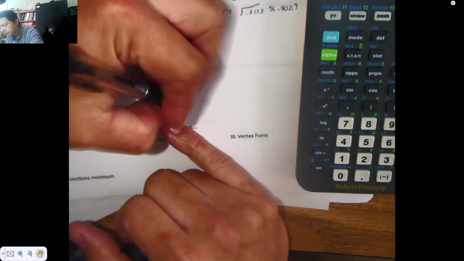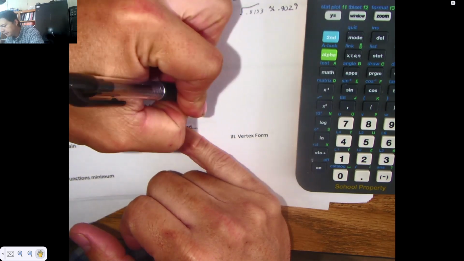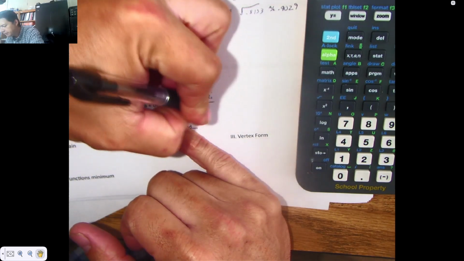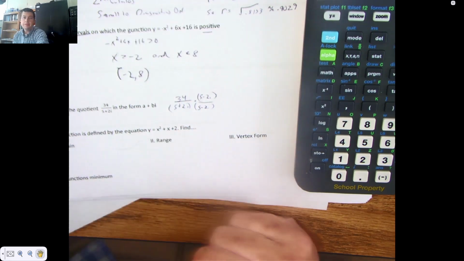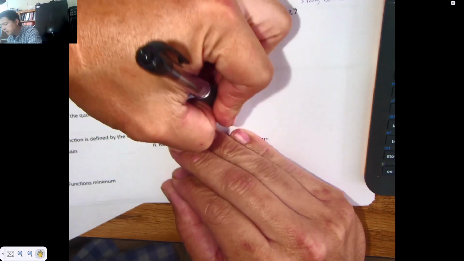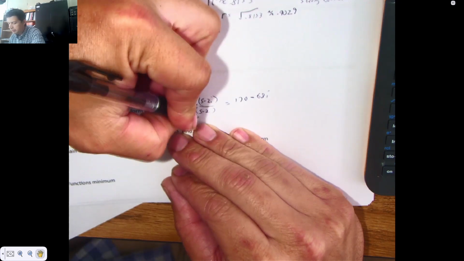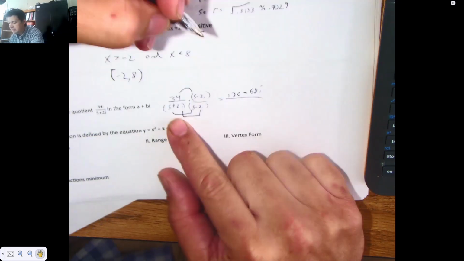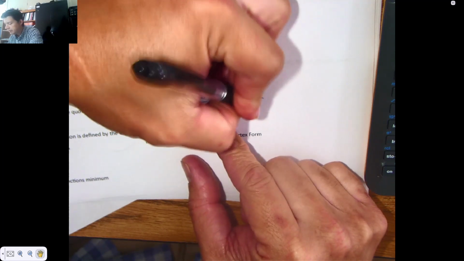All right. Write the quotient 34 over 5 plus 2i in the form a plus bi. What we do is we multiply the top and bottom by the conjugate, which is 5 minus 2i. We use the distributive property in the numerator. 34 times 5 should be 170 minus 68i. Down low, all that matters is first and last. 5 times 5 is 25. Positive 2i times negative 2i is minus 4i squared.